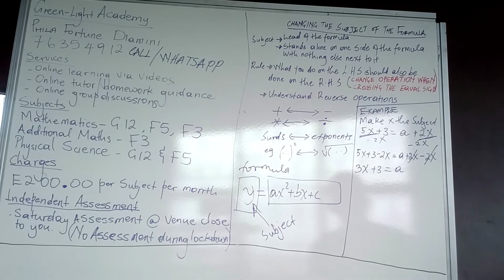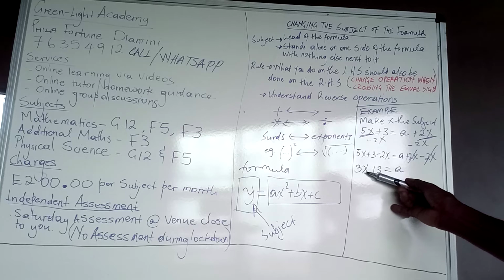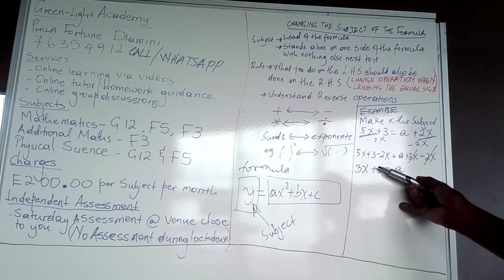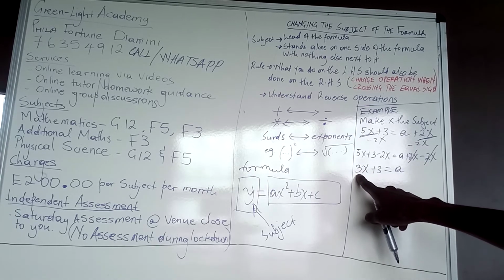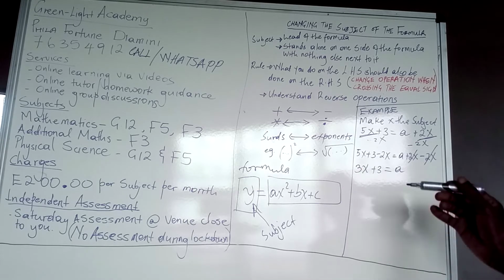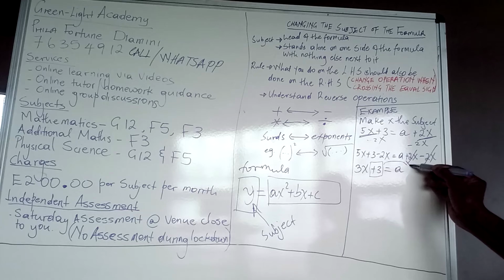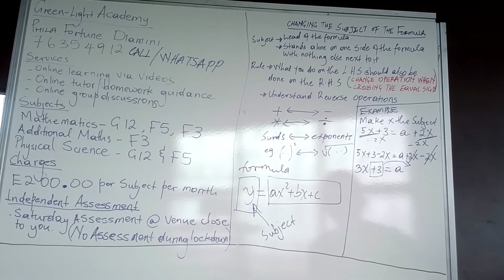Now we are getting closer. Our x is now closer to standing alone. So we need to remove the other things that are next to x. We have this 3 as well. So first, let's take this one to the other side of the equal sign.